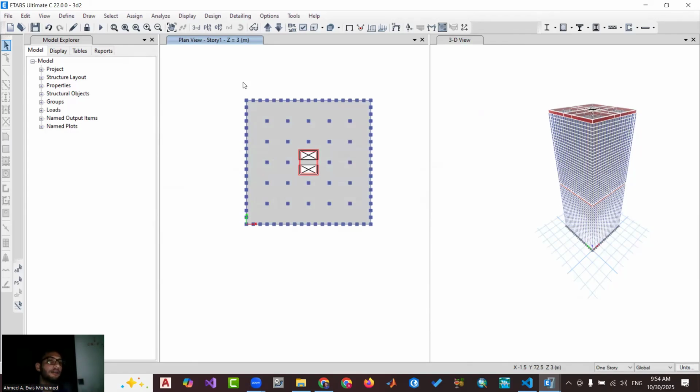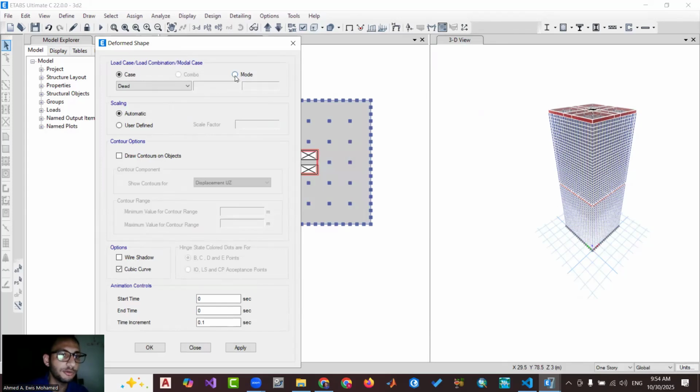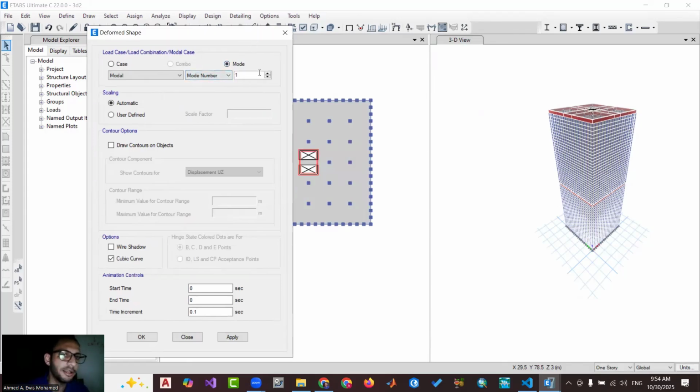Now I already ran my model and want to start extracting my results and check whether my model is correct or not. First of all, you should go to what I told you last time, the modal analysis. You go to this deformed shape, go to mode, and start with the first mode.